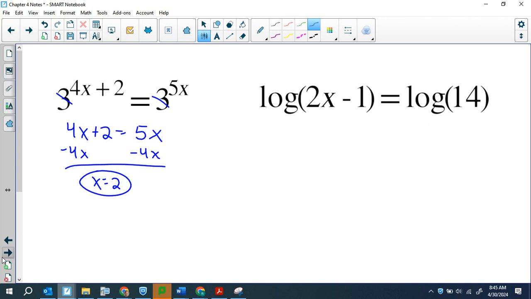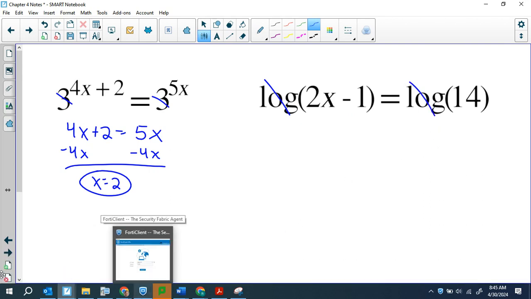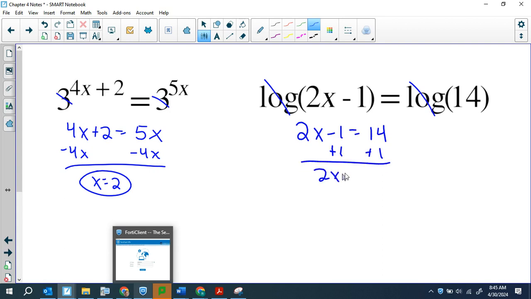The similar property to that with logs is what we see on the right-hand side. If we have logs on each side of our equal sign, and those logs have the same base, just like we're able to cancel out the bases of 3 here, we're able to cancel out the logs here. As long as you have the log of the same base on each side, there's an equal sign in between, you can cancel those logs out. So we just get 2x minus 1 equals 14, and then we would add 1 and divide by 2. So we get x equals 7.5 in this case.